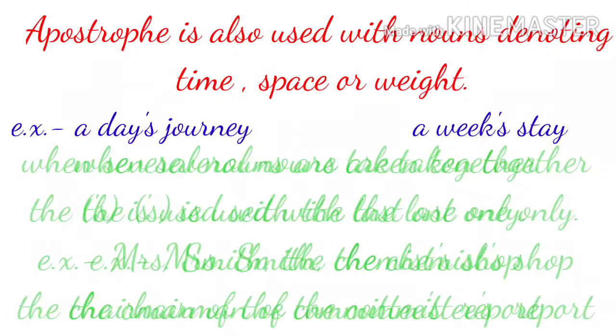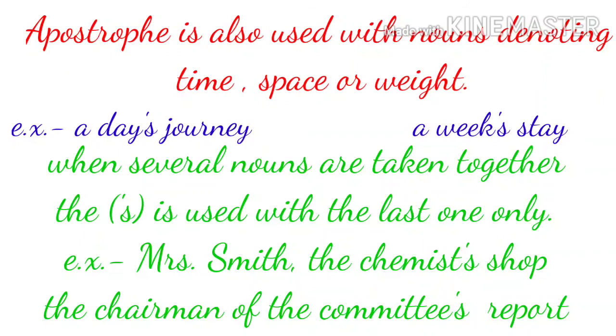When several nouns are taken together, the apostrophe and s is used with the last one only. For example, Mrs. Smith, the chemist's shop. Here Mrs. Smith and the chemist both are nouns. So the apostrophe will come with the last one, here chemist. Another example, the chairman of the committee's report. Here chairman and committee both are nouns. So apostrophe and s will come with the last one, that is committee.